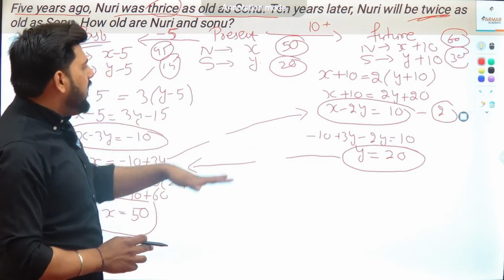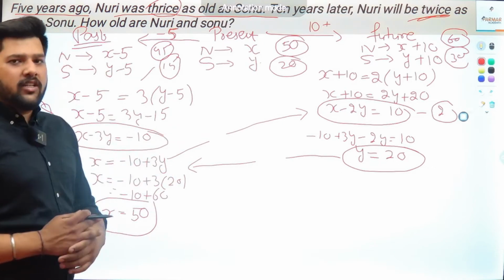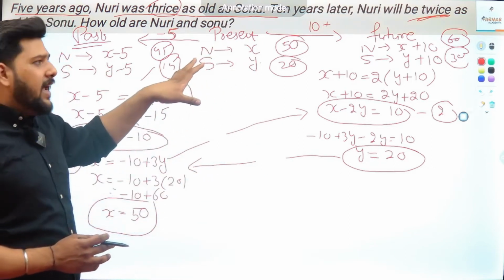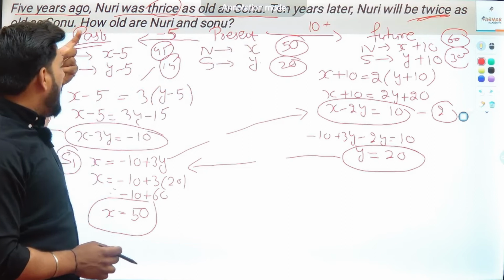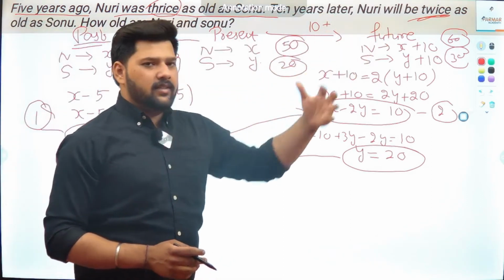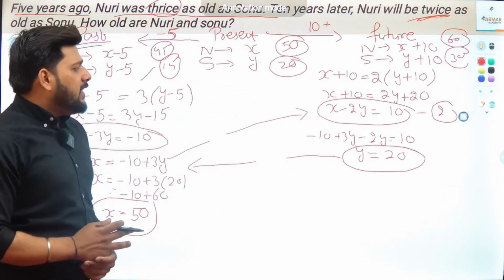Yes, the second condition is also satisfied, which means our solution is correct. So this is the way: if there is a statement question related to ages, you have to divide the question like this into present ages, past ages and future ages, and you have to find the conditions.